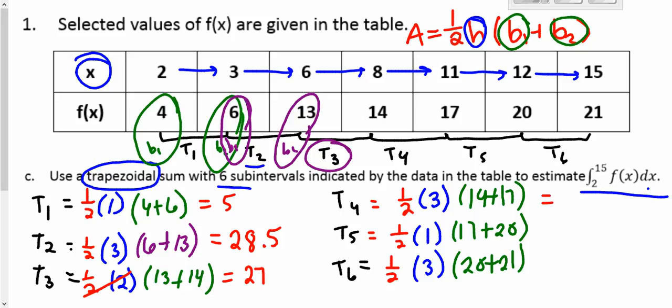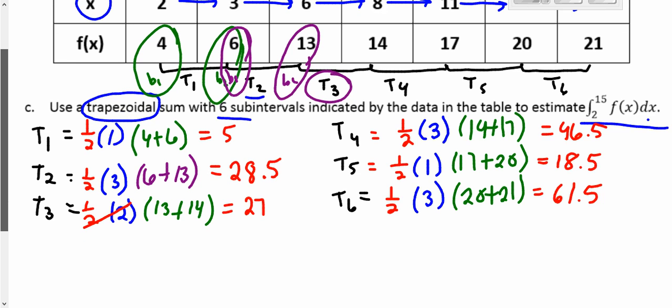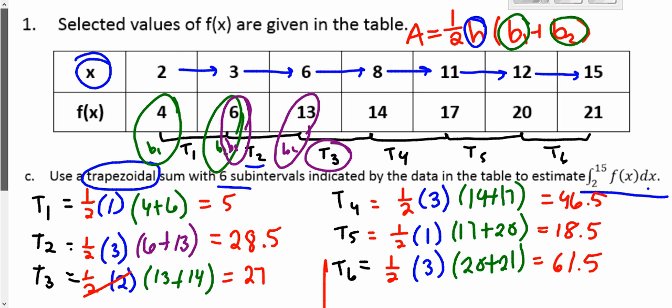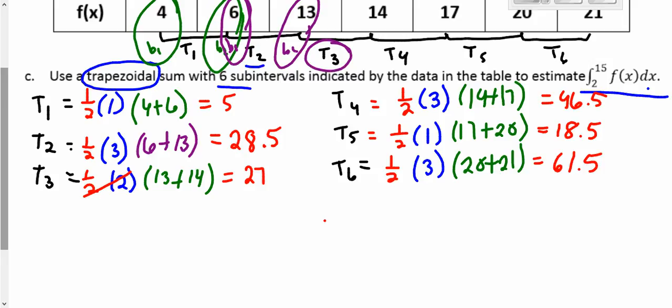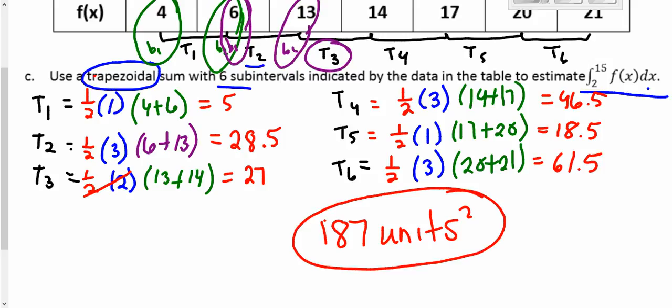Then we'll have 14 plus 17 times 3 divided by 2. We'll get 46.5. 17 plus 20 times 1 divided by 2, you will get 18.5. And 20 plus 21 times 3 divided by 2 is 61.5. When you add all those up, you'll get a total of 187 units squared. That is our approximate area using a trapezoidal sum.